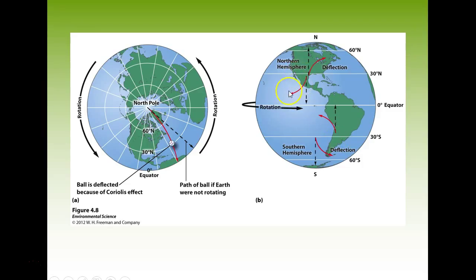30 north, going in this direction. At 30 south, it deflects in this direction, and going from 30 south this direction. So we see that there is some deflection because the Earth is spinning. That's our Coriolis effect. Now, why is that important?